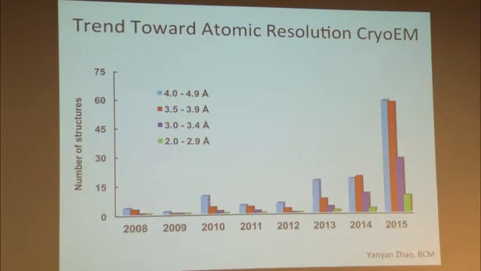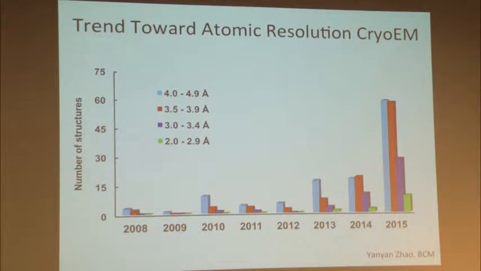Dramatically speaking, just looking at structures at 3.5 to 4 angstroms, there were about 4 times more structures done in 2015 than in 2014. You can imagine this trajectory. I think it's going to grow. It's not going to plateau. I expect that it's going to grow.